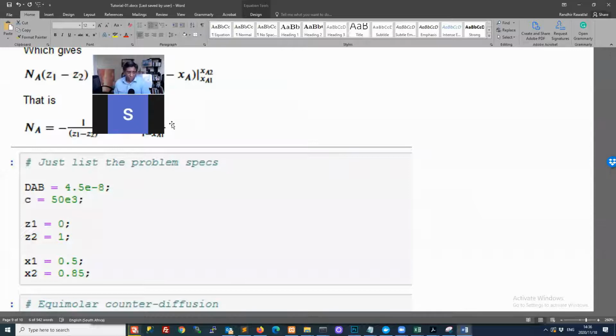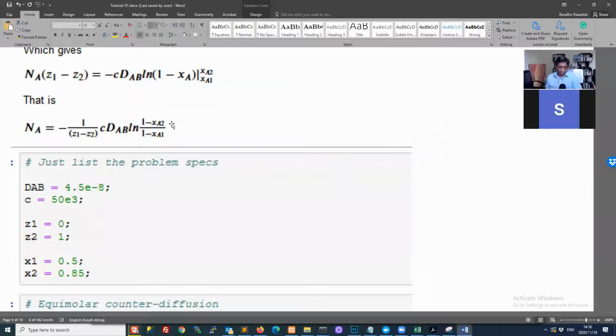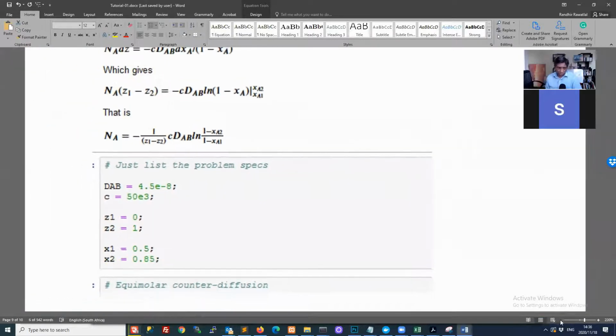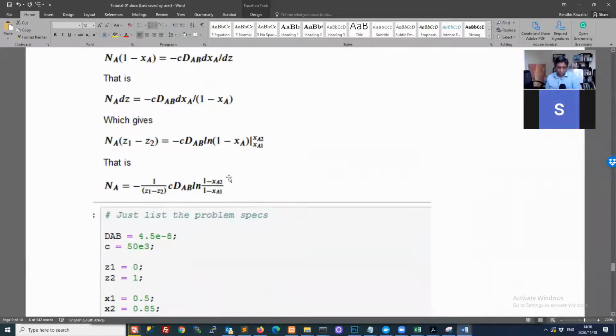Right, so that's how we can solve for our concentration or our mole fraction and how it varies as a function of Z position. Any questions or comments there?